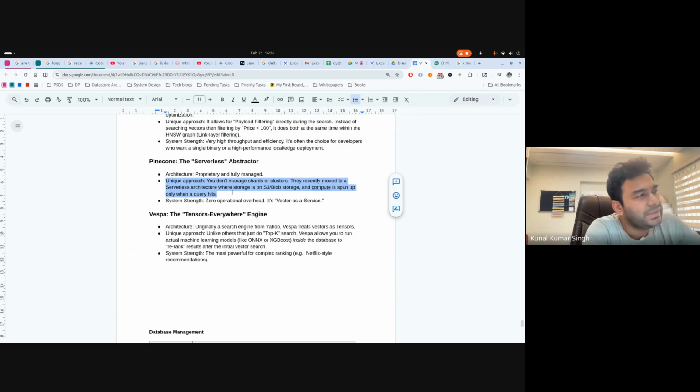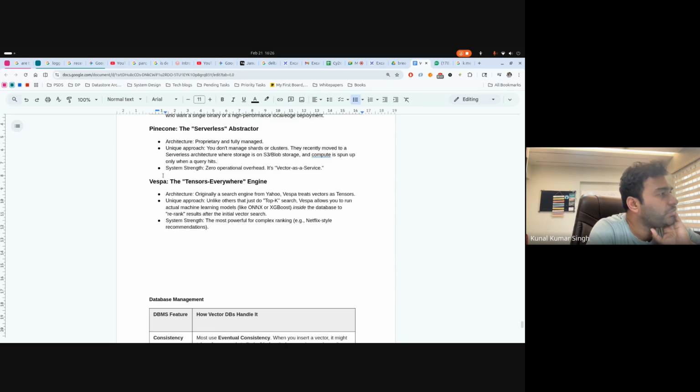But in this, of course, you will not get good latency, right? If you store in a lake, in a blob, you will not get good latency, right? So this will become like a typical data warehouse versus data lake problem, right? But this is giving you a separation of compute and storage, which is a strength of a data lake. So the system has zero operational overhead, and it's a vector as a service.